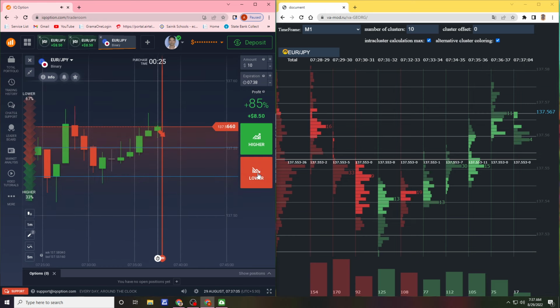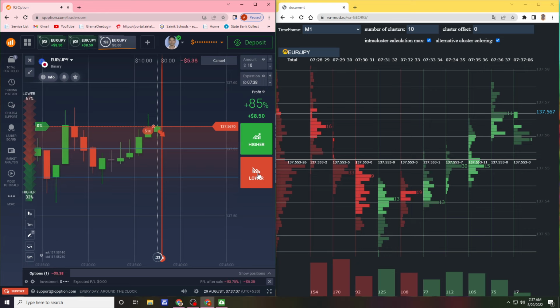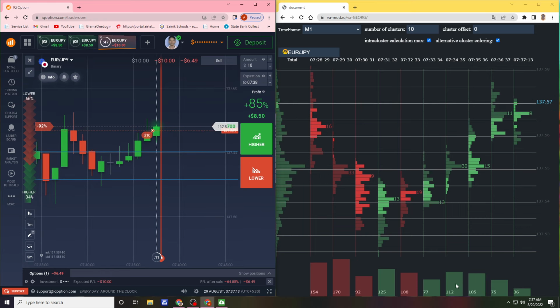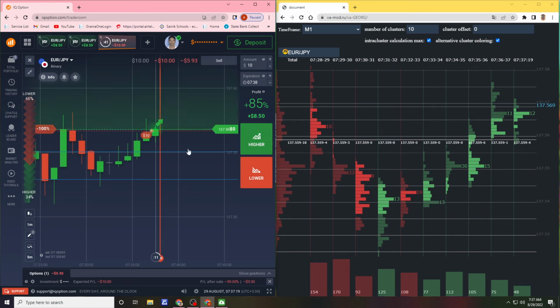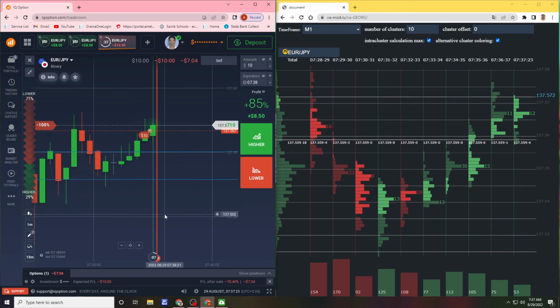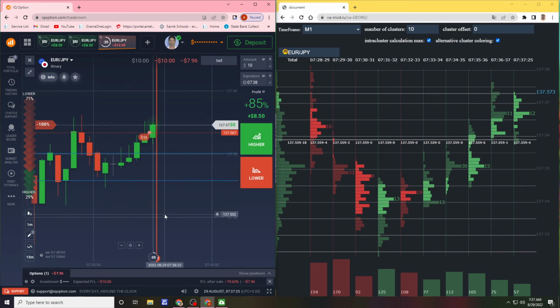Now I am going with the sell option here. Why am I selling this? You can see this volume is lowering. There is a divergence between volume and price. That's why I will go with the sell option here. See what happens. I think the buyers are still strong. Yes or no?